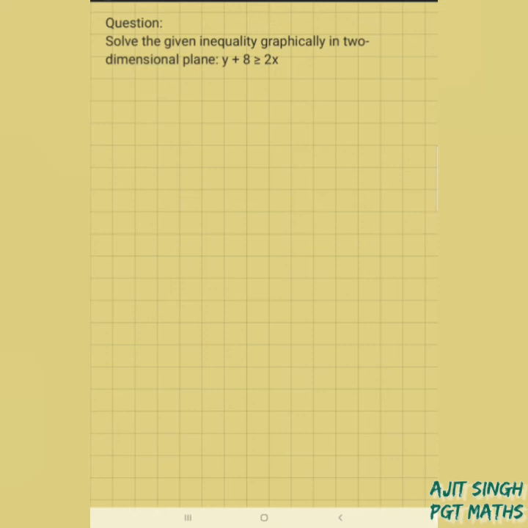The next question is, solve the given inequality graphically in two-dimensional plane: y plus 8 greater than or equal to 2x. Here the sign of inequality is greater than or equal to. y plus 8 greater than or equal to 2x, or 2x less than or equal to y plus 8, 2x minus y less than or equal to 8. This is the equation of a line.